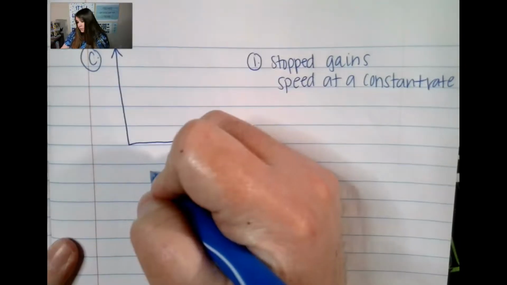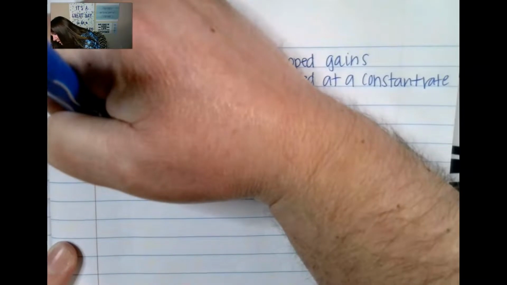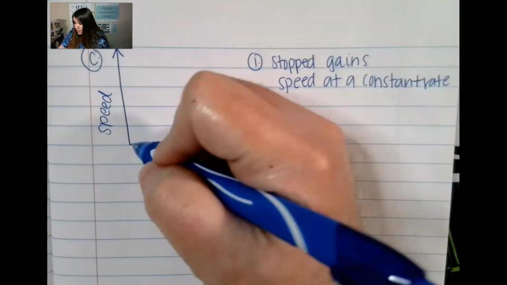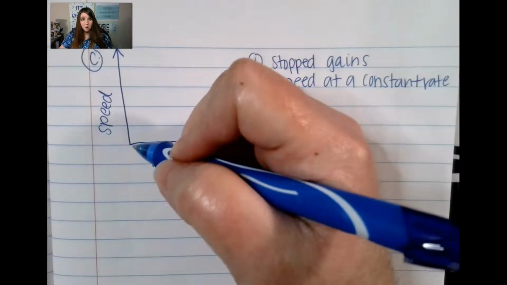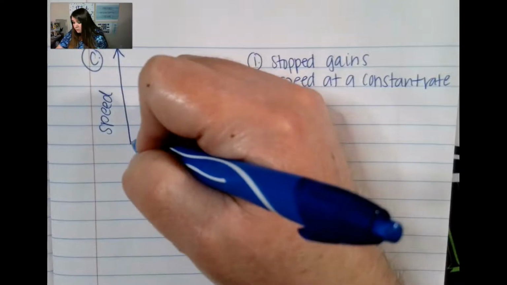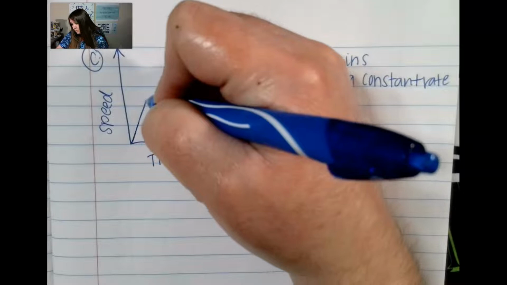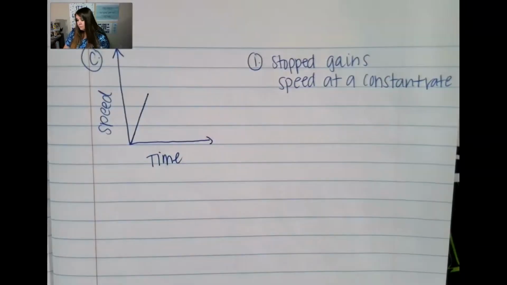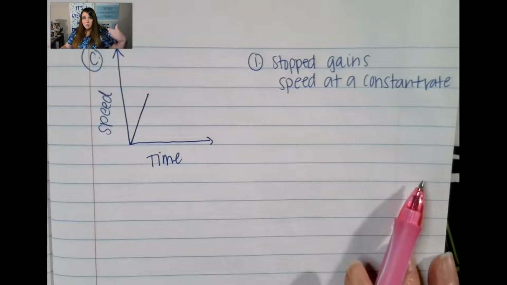Okay, so step one, we have a train and it's going to gain speed. So if we had time here and we had speed here, just like last time when we had temperature there, we would start, if it's stopped, it's not going anywhere, right? So it's at 0. So we're going to start at 0 and we're going to gain speed at a constant rate until we reach our cruising speed.